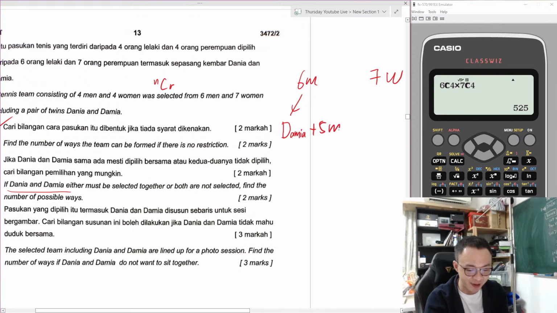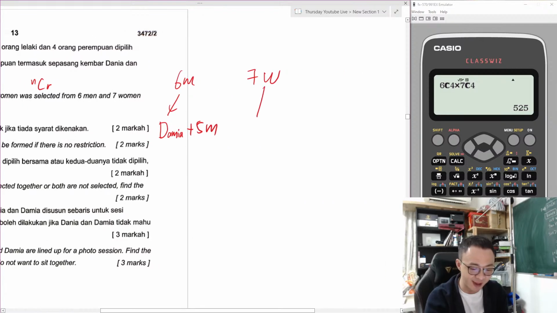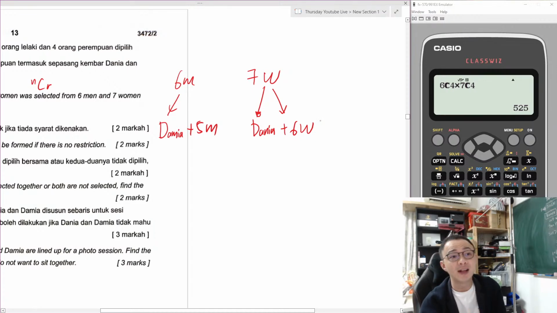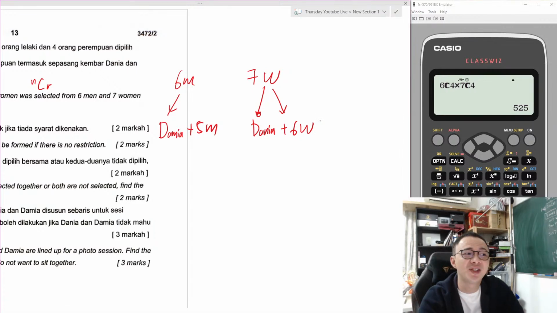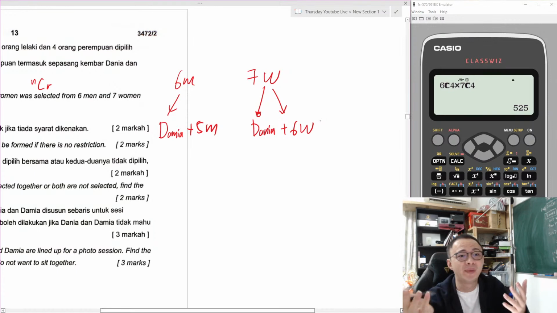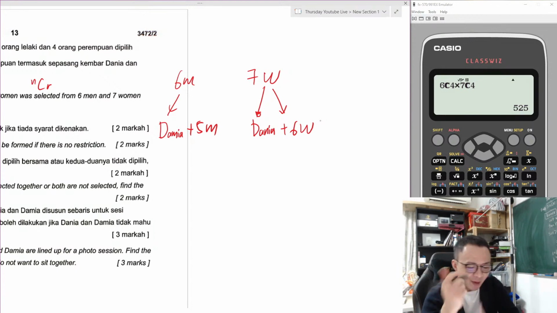Plus another 5 males here, so the total will be 6 male, isn't it? Then for female, I will do the same thing. I will just take out Dania, plus another 6 women. W stands for women here. So what is the condition that tells us? Either both of them join together or both of them are not selected at all. If they want to join together, the rule of selecting is still the same. They want 4 men and 4 women.